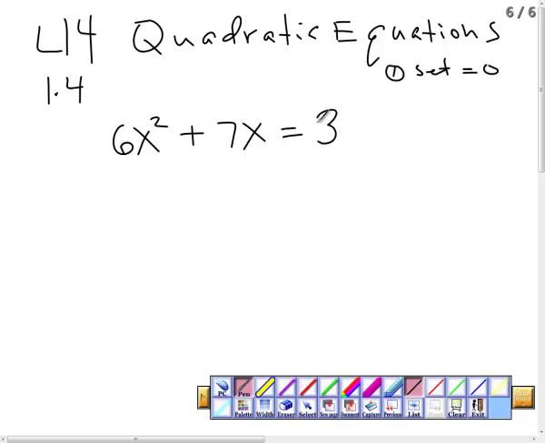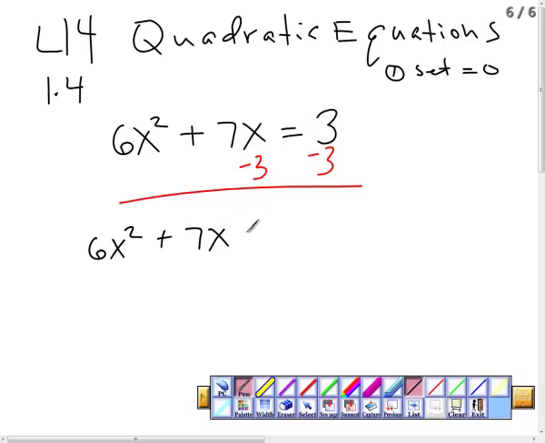So what that means, we got to do something with that 3, right? We got to get it over to the other side. So we apply minus 3 to both sides, right? And so we get 6x squared plus 7x minus 3 equals 0. Okay, so we've satisfied the first requirement, which is to get it equal to 0. We've got to do this every time.